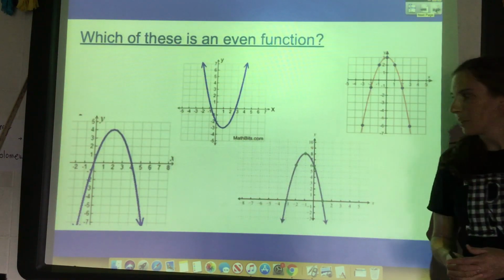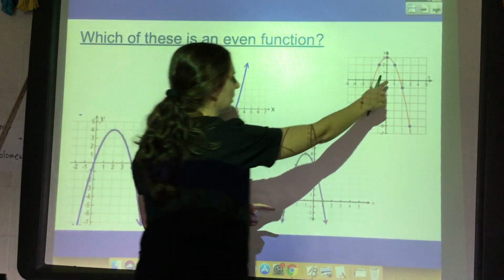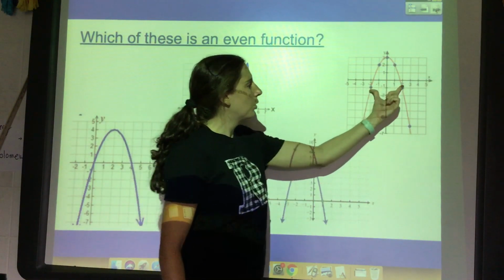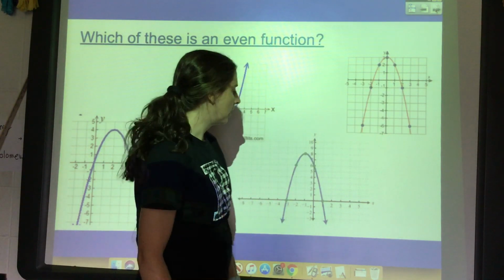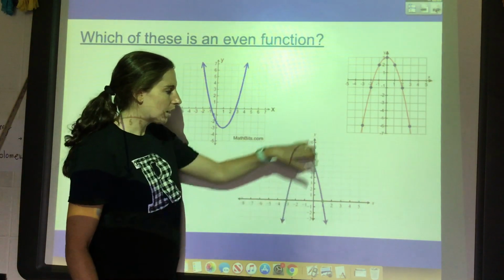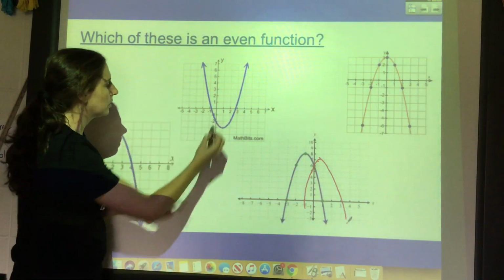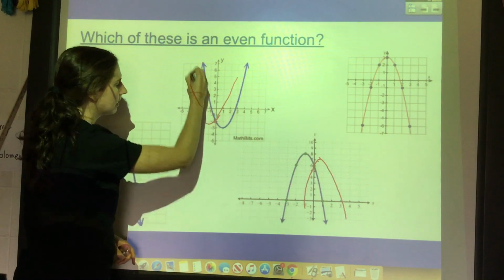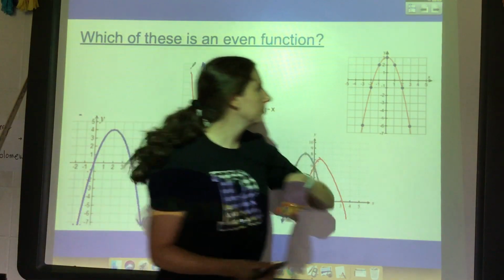Okay, here's an example of a multiple choice question you might see with this kind of thing. Which of these is an even function? So probably only one. The answer is going to be this one, because it's the only one where it has y-axis symmetry. You could flip it across the y-axis and get the same graph. All of these are symmetrical, but not across the y-axis, because this one would look like this if you flipped it over the y-axis. This one would look like this if you flipped it over the y-axis. So again, these are all symmetrical, but only this one's an even function.